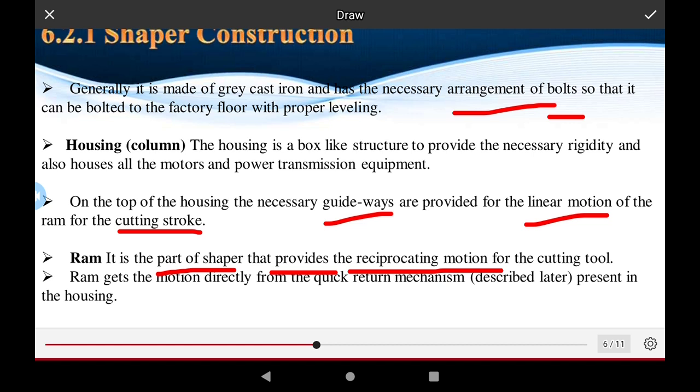The shaper machine uses a quick return mechanism to move the ram in forward and backward linear motion. This is described later and is present in the housing. The housing also contains the motors and other equipment of the machine.